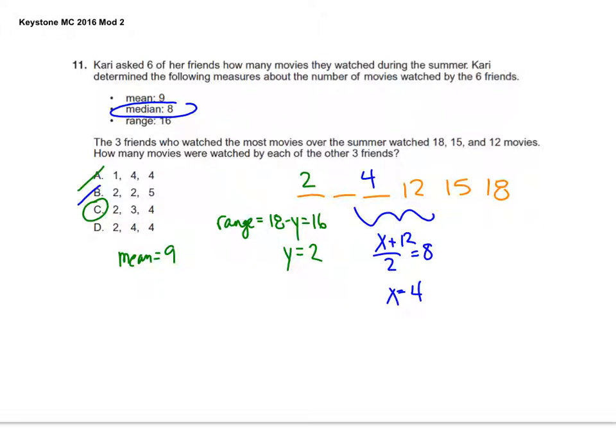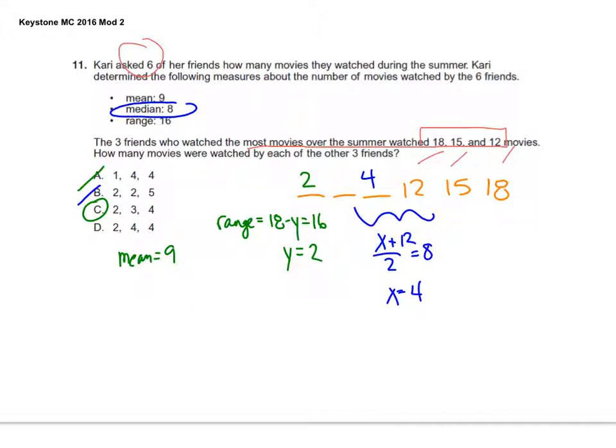Another classic problem going through and figuring out a data set. We know she has 6 friends. Don't skip over that important piece of information. I filled in and thought about my numbers here, because we have 3 friends who watch the most movies of the summer. So it's important to know that these are the top 3 students. So I've got the top 3 numbers there in numerical order, and I have 3 numbers that I'm missing.